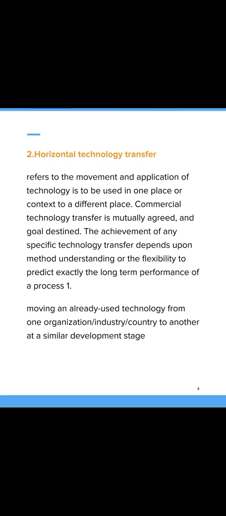Second one is horizontal technology transfer. It refers to the movement of application of technology. It is usually in one place or two different places. Commercial technology transfer is mutually agreed and goal destined. The achievement of any specific technology transfer depends upon the method understanding or the ability to predict exactly the long-term performance of the process. It includes the moving of already used technology from one organization, industry or country to another at a similar development stage.